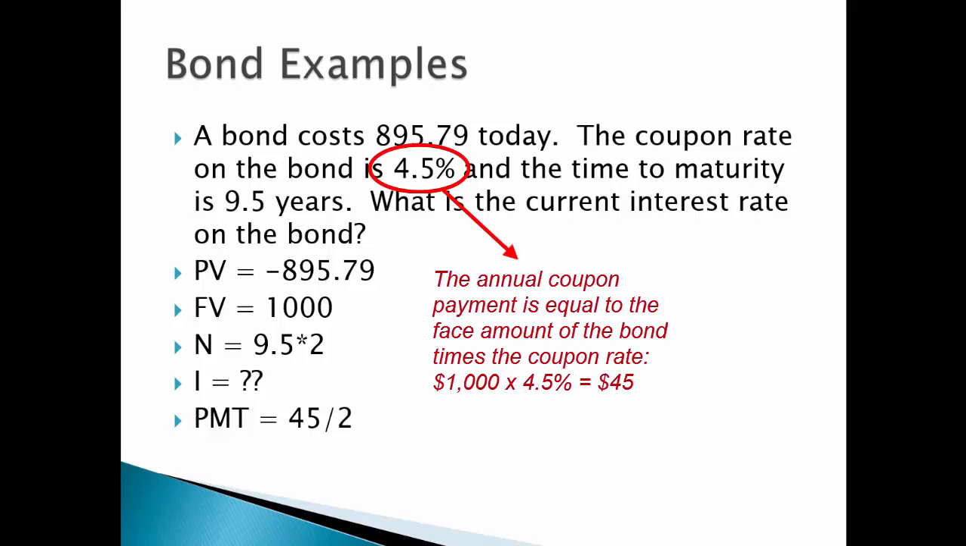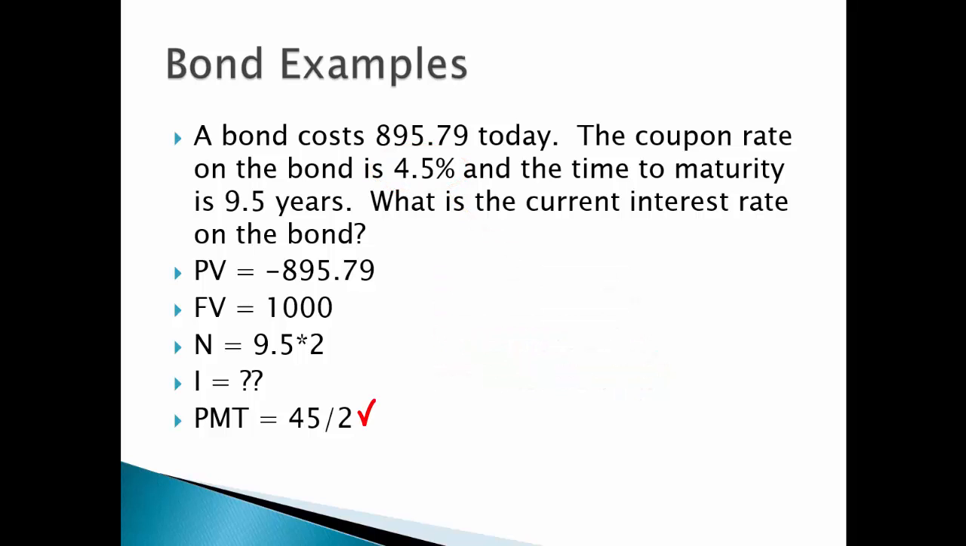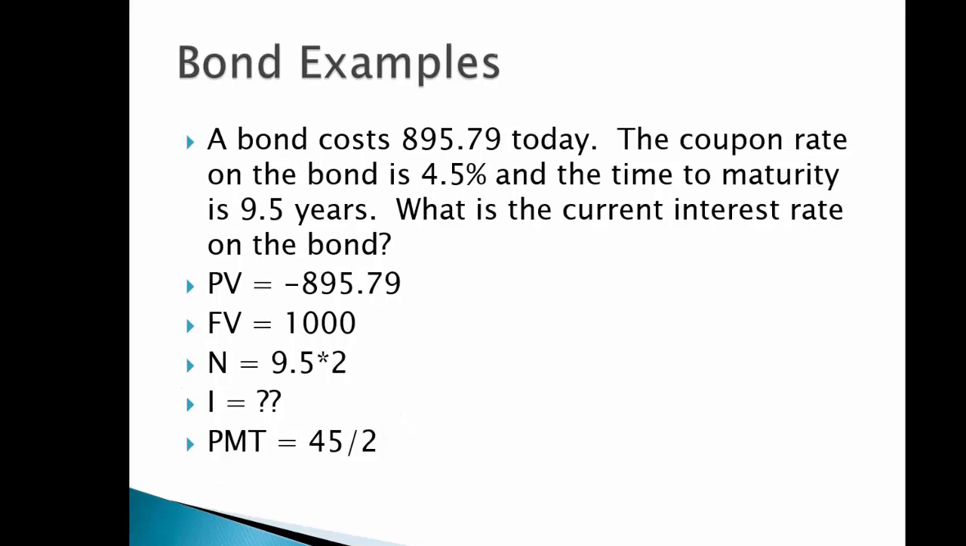The coupon rate is 4.5%. Because the face value of the bond is $1,000, if we take 4.5% of $1,000, we get $45. Divide that by 2, and that would be our input for the payment. So let's go to Excel and see how we would solve this one.